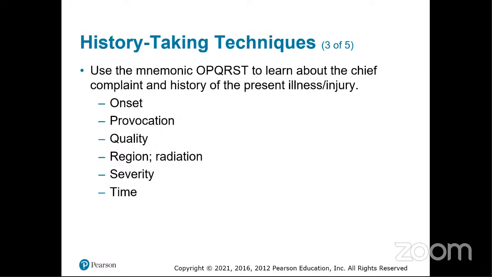The region is just like it says on the body. Is it in your arm? Is it in your leg? And then the radiation, like with the chest: it's in my left arm, or my left shoulder, and goes down my arm. So it radiates down my left arm. Or if you have gallbladder pain or kidney stones, it's in your back, but it can radiate to the front too, okay? So region of radiation.